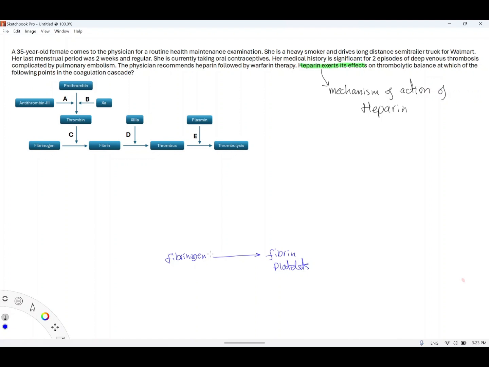Anytime you have "gen" in terms of proteins or enzymes, these are inactive. So fibrinogen is freely floating in blood. It's inactive. In order for it to participate in thrombus formation or clot formation, fibrinogen must be converted to fibrin. And fibrin are hair-like long proteins.